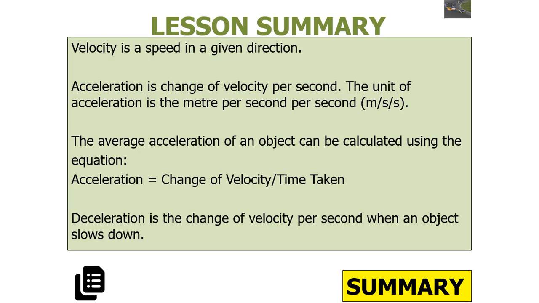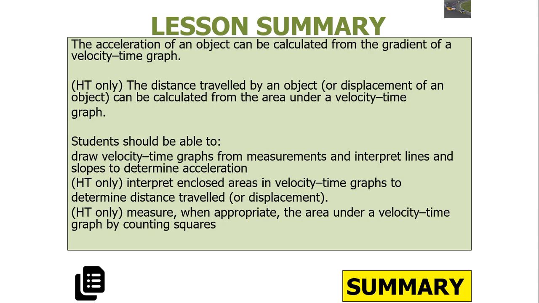So let's summarize what we know about motion so far. That velocity is a speed in a given direction. Acceleration is the change of velocity per second, measured in the units meters per second per second. We can work out acceleration with the equation acceleration equals change in velocity divided by time taken. Deceleration is the change of velocity per second when an object slows down.